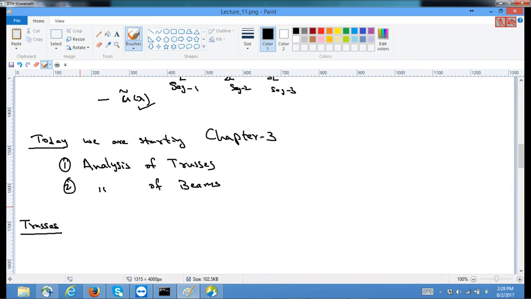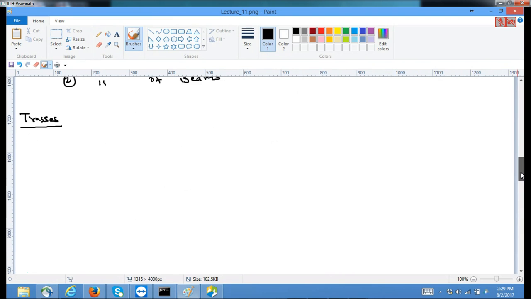Before I solve further, let me tell you a few things about trusses. The first few things are, let me draw a truss for you.